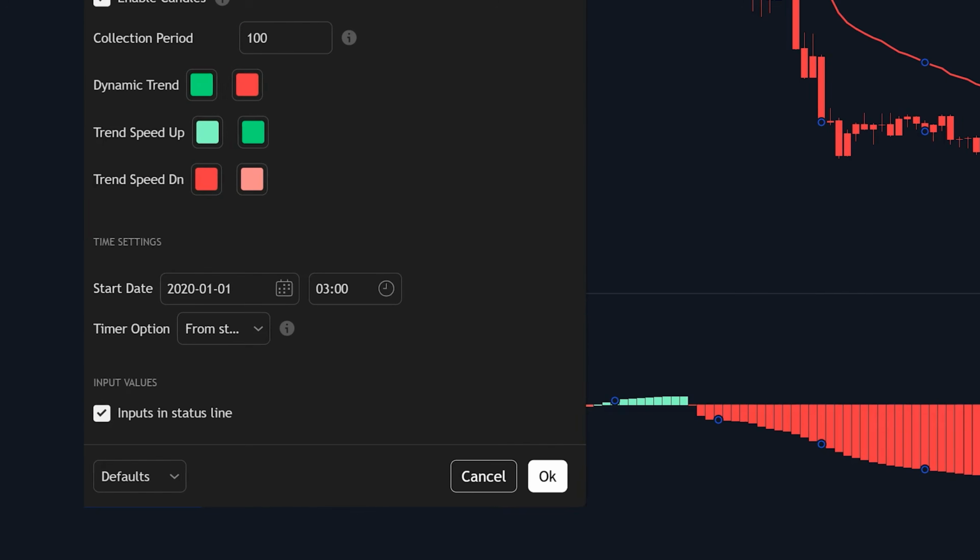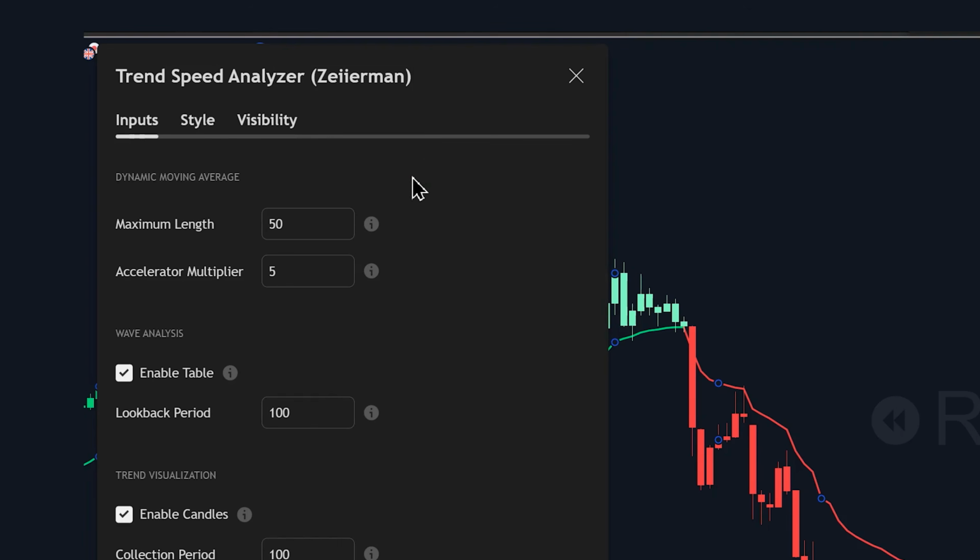If you double-click on the indicator, the settings panel will pop up. You'll see something called maximum length or MA length. This controls the smoothing of that dynamic trend line. The creator often suggests the default around 20 here, which they reckon is a good balance between being responsive and not too noisy. Then there's the accelerator factor or accelerator multiplier, which adjusts how sensitive the trend line is to price changes. A common starting point for Forex and indices is around 0.02. A really important one is the lookback period. This defines how far back the indicator looks to calculate all those wave statistics in the table.